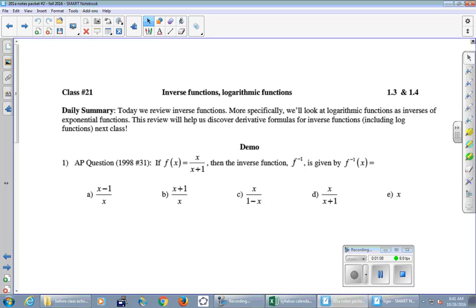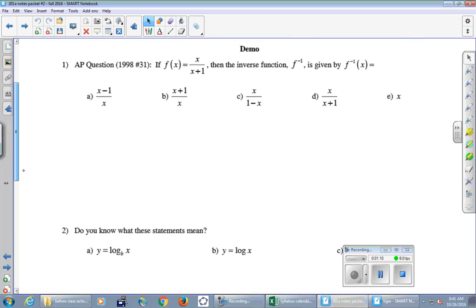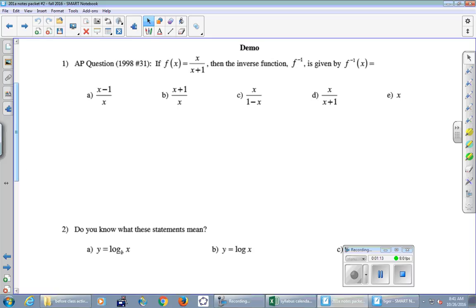All right, number one is an old AP question. AP is a test that some high school students take when they take calculus or other advanced placement subjects. So here's an old AP question. It's a multiple choice question. If f of x equals x over x plus 1, then the inverse function, f inverse, is given by f inverse of x equals, and then we got to pick the right option here, okay? This is a multiple choice. We're not doing 5 questions.